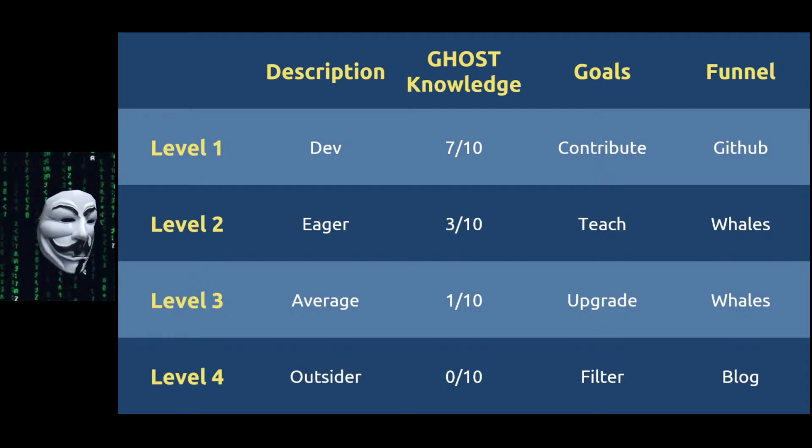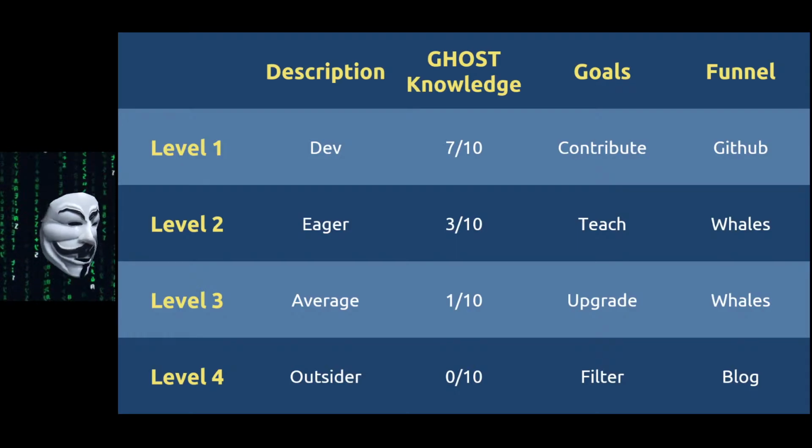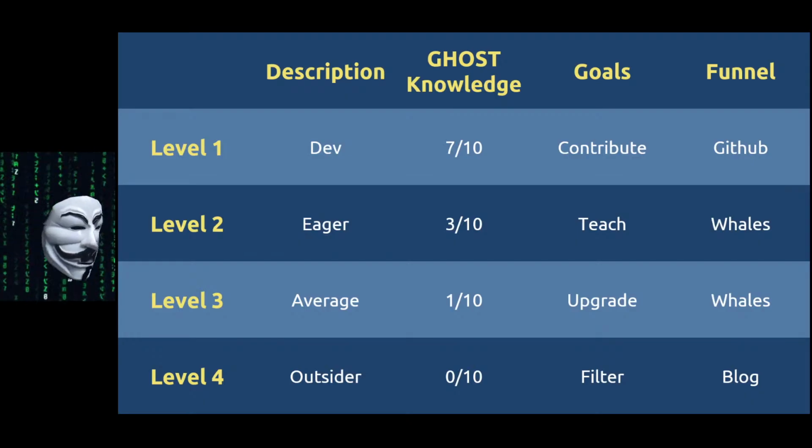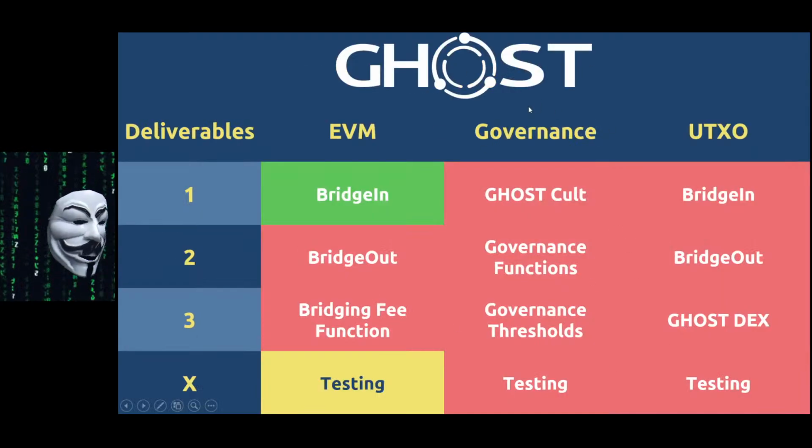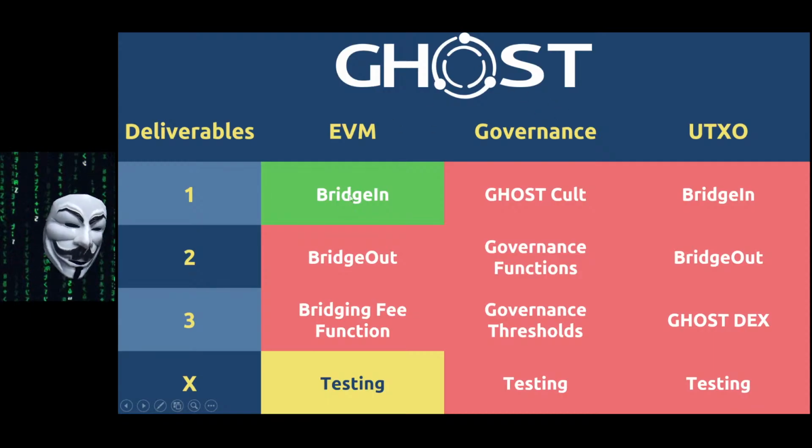We need to bring level 1s who will be able to test things within a week, because we can't all take 6 months to test a feature. Why? Because we have that many features, and that's just Ghost Chain. That's not Ghost DAO, that's just Ghost Chain. So let's go through this, right?